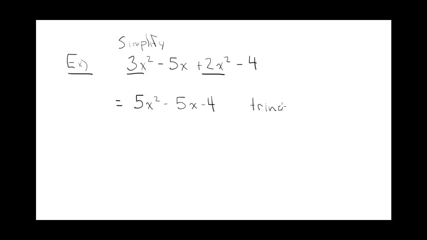So you can't classify the polynomial until you've simplified by combining like terms. So this one is a trinomial, even though originally it looked like it had 4 terms, but since 2 are like, you can add those together.